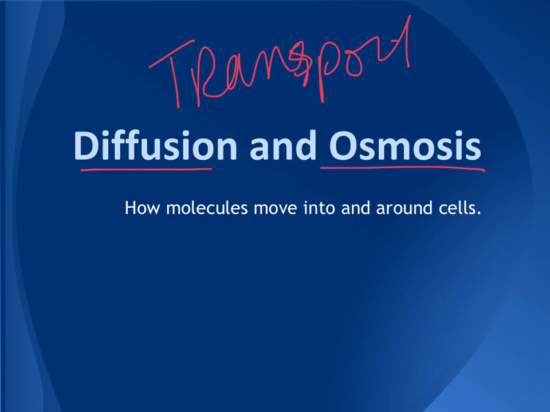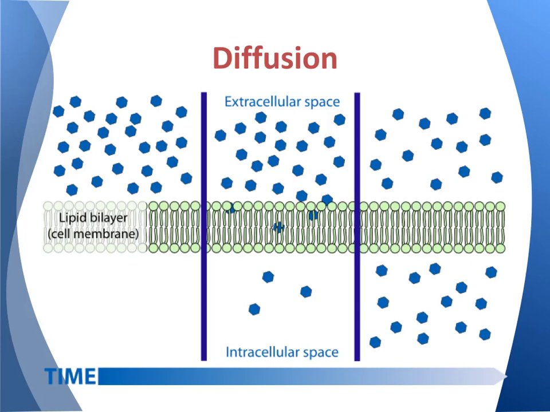Again, when we're talking about transport, we're talking about how cells regulate what goes in and what goes out of them. So we're talking really about how molecules move into and around cells. From our inquiry activity in class, we should have been able to deduce what diffusion means and even what osmosis is and means. But this is a quick diagram of diffusion.